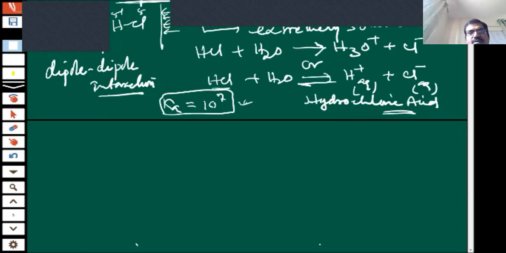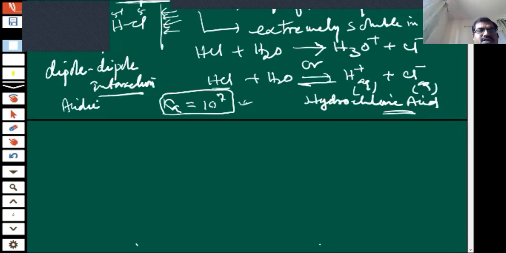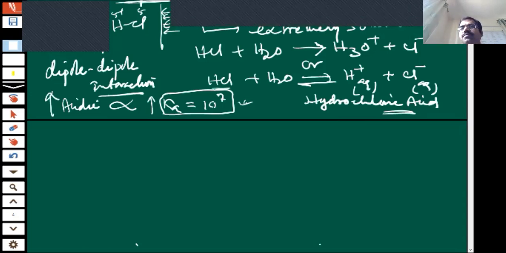So a high value of Ka indicates that it is highly acidic, because acidic nature is directly proportional to the Ka value. Okay, children, so the more the Ka value, the more the acidic nature. Up to this, okay?